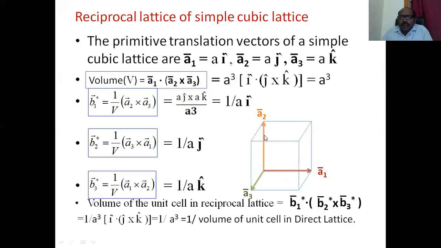And these are the basis vectors. So, primitive translation vectors, that means the basis vectors of the primitive unit cell. The primitive translation vectors are nothing but, or simply we can call it, the primitive basis vectors. So the primitive basis vectors are the basis vectors of the primitive unit cell.